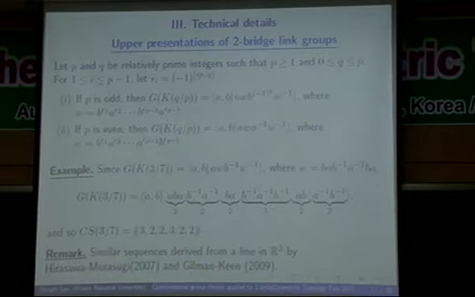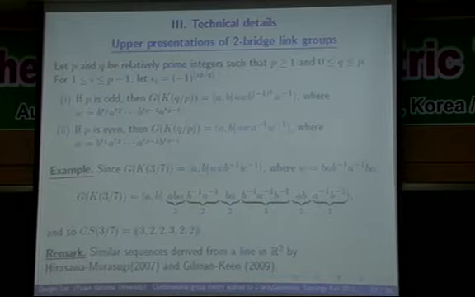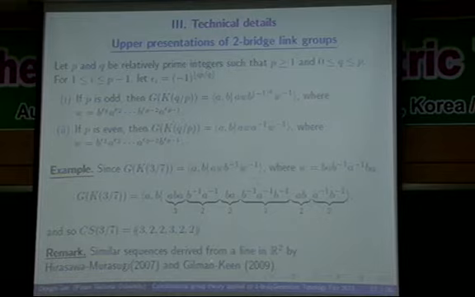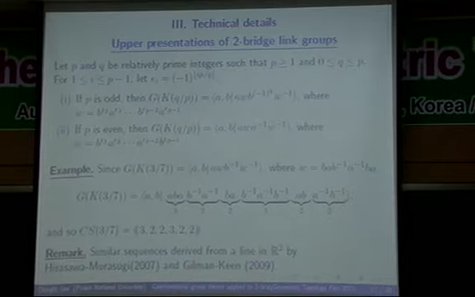And then from this one layer, we can define a cyclic sequence. Actually, we decompose the positive word and the negative word like this. Then the lengths of the positive and the negative parts are like this: 3, 2, 2, and 3, 2, 2. From this, we make a cyclic sequence like this. The properties of similar sequences derived from a line in R2 were observed by Hirasawa, Murasugi, and Truman and Kim before in different flavors.